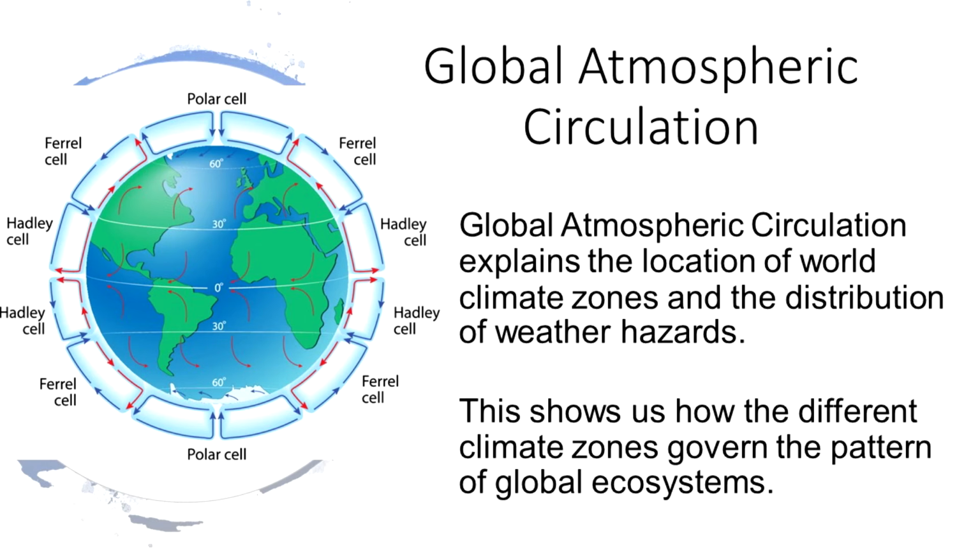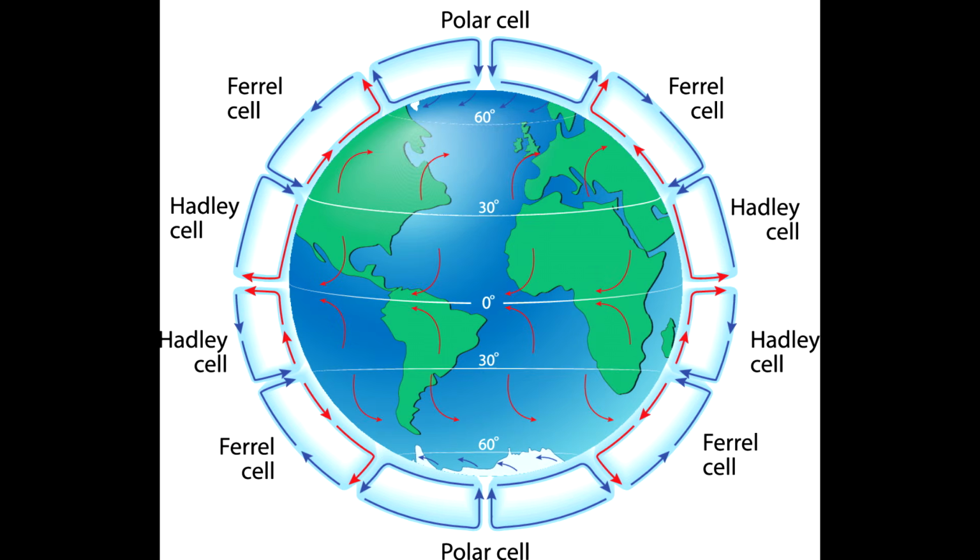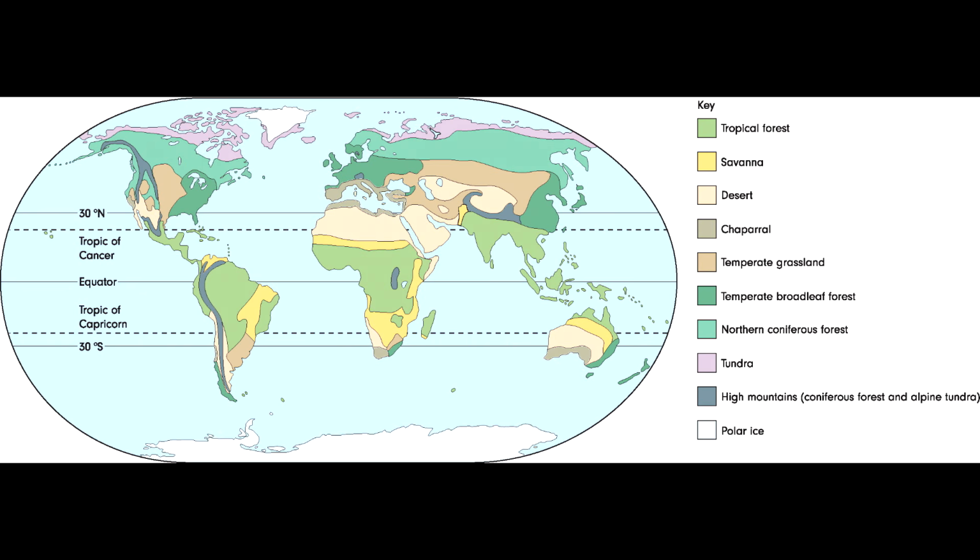Global atmospheric circulation is one of the most difficult topics on the exam paper. Please take some time to have a look at this and understand the differences between the Hadley cell, the Ferrel cell and the polar cell, as well as recognising the impact the global atmospheric circulation model has on ecosystems around the world.